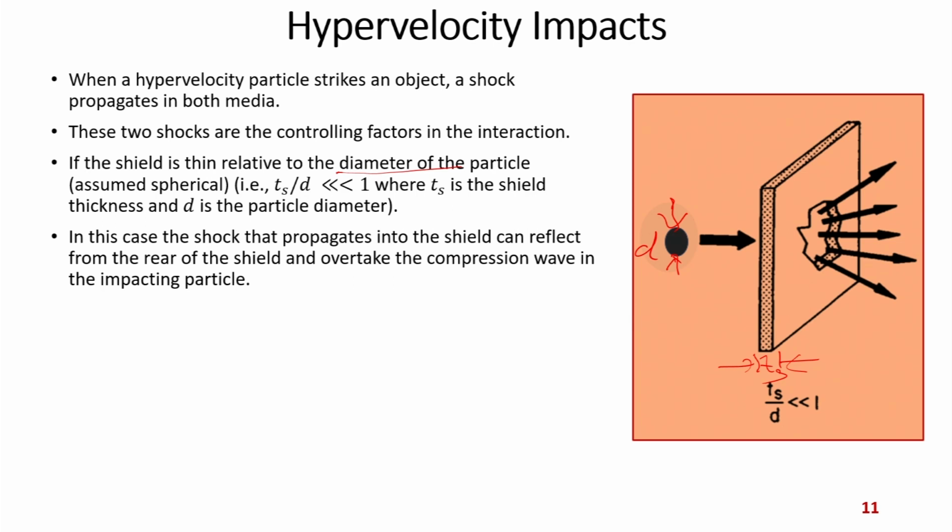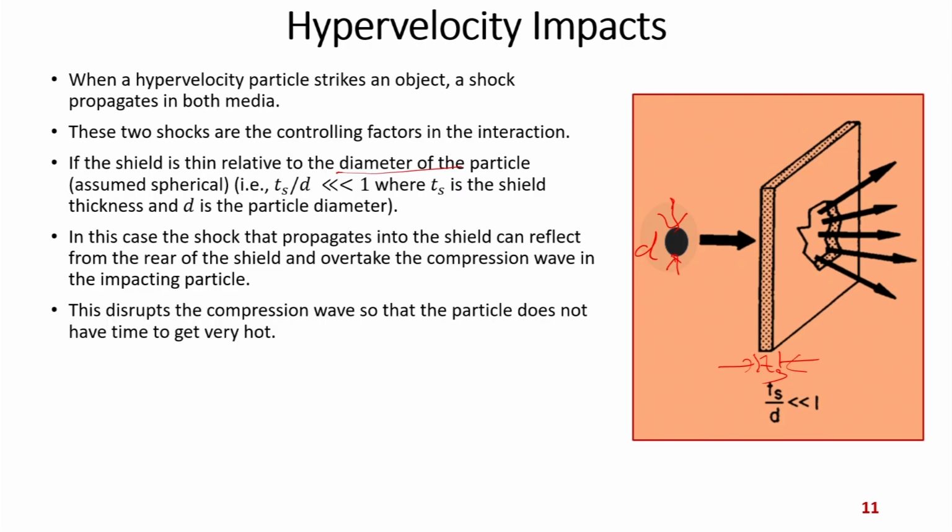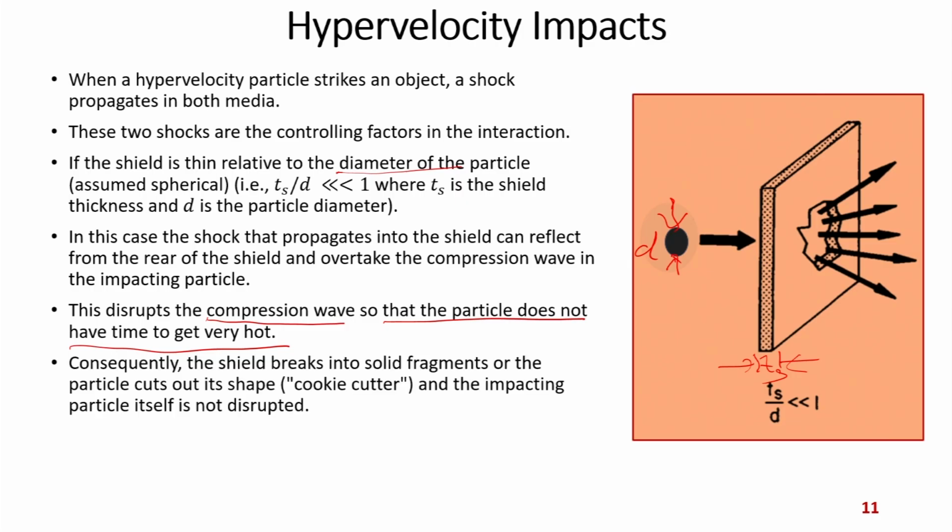This is the shock because of the impact of the particle, and it overtakes the compressive wave. It is more than the compressive wave created by the target material in the impacting particle. So, this disrupts the compression wave, so that the particle does not have time to get very hot. Consequently, the shield breaks into solid fragments, or the particle cuts into shape. That is why it is called the cookie cutter. Cookie cutter means you cut something in some shape. Here it is cutting in the shape of the impacting particle.